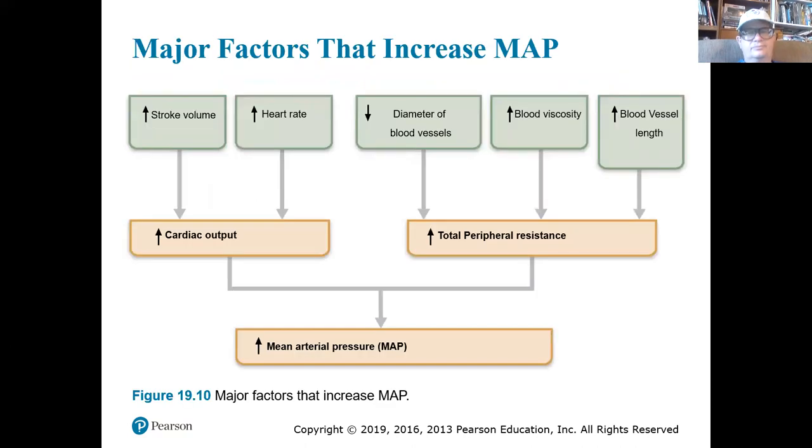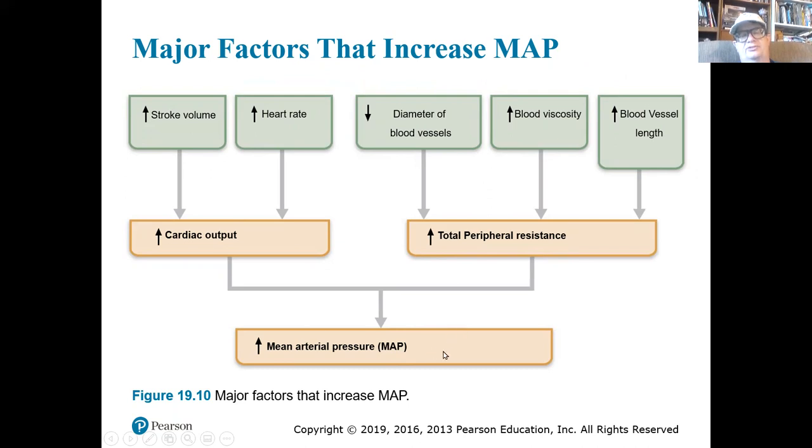All right. So factors that increase mean arterial pressure. If the heart's pumping out more blood with every stroke, we have more cardiac output, we have more pressure. If the heart rate goes up, we have more cardiac output, we have more mean arterial pressure. On the resistance side, if the diameter goes down, the resistance goes up, and that means we have more arterial pressure. If viscosity goes up, blood gets thicker, that's going to increase resistance.